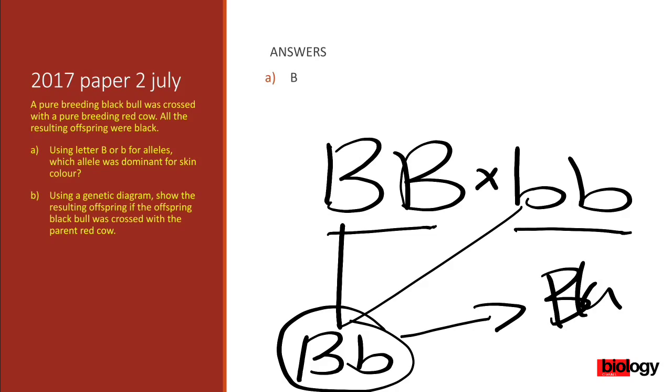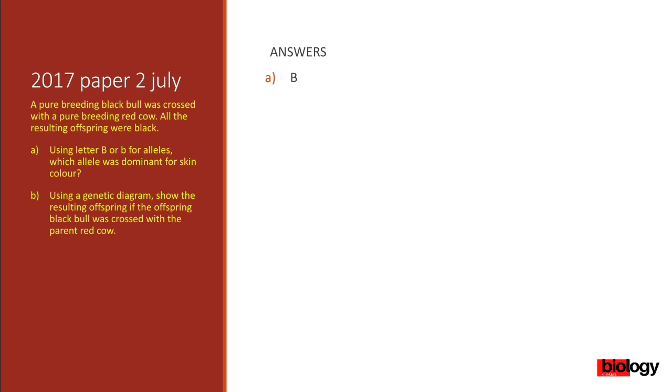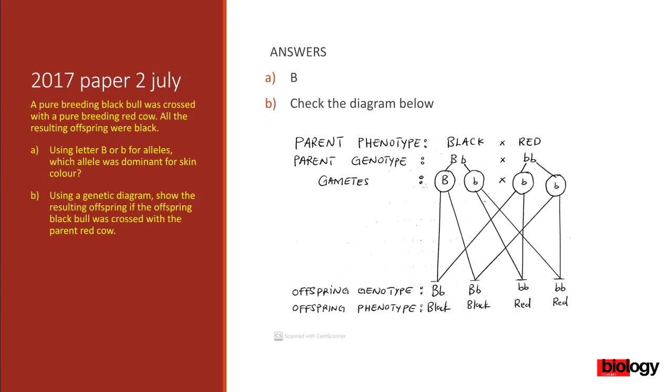And this offspring black bull is crossing with what? It is crossing with a parent red cow. So we're going to use this genotype and this genotype in our new genetic diagram. So do not get confused with these questions. We were simply trying to discover the genotype for the offspring black bull, which is being crossed with a parent red cow. All right, let's now draw our genetic diagram. So what's the answer for question B? Check the diagram below. So that is our answer.